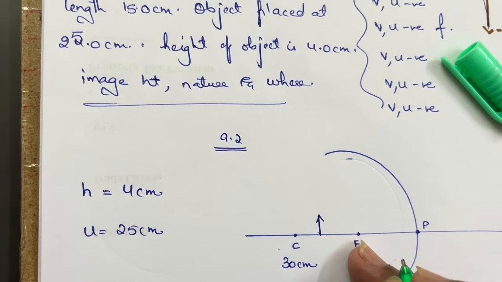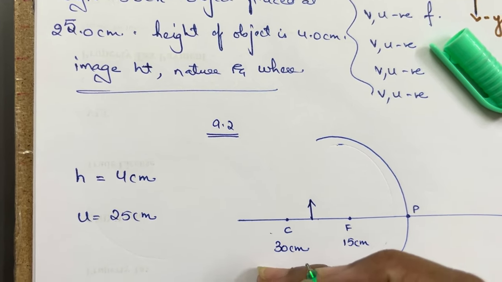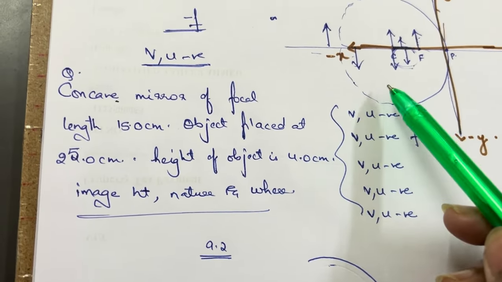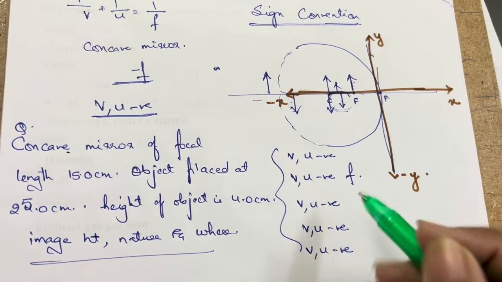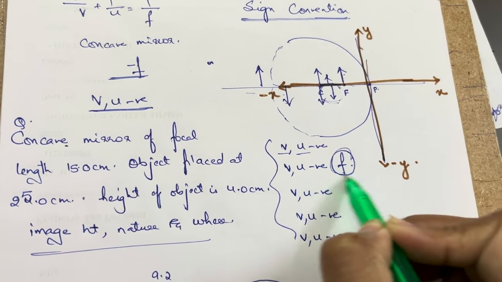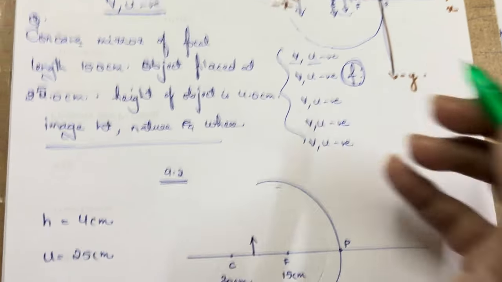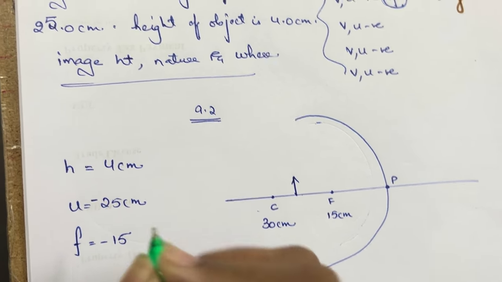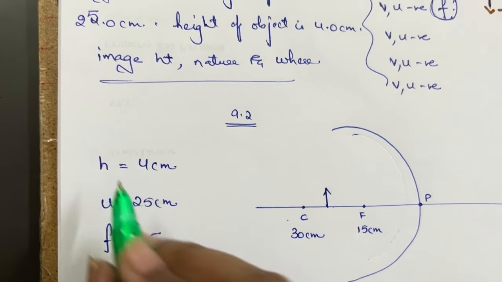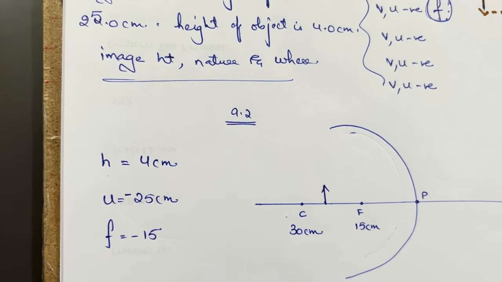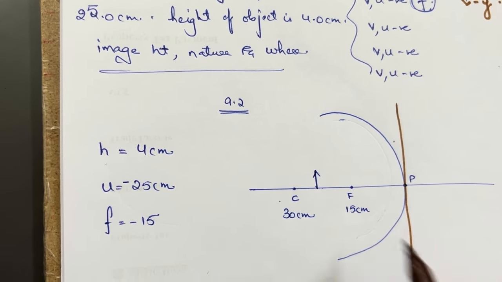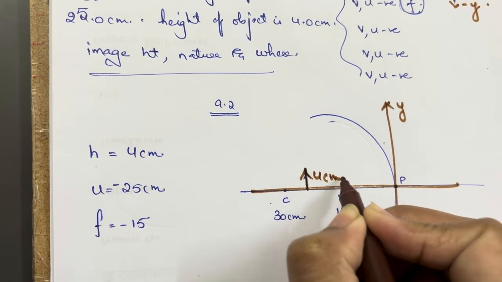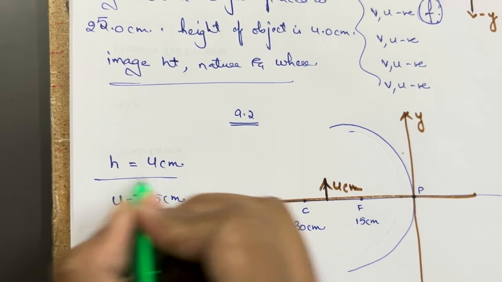Between C and F, where will the image be formed and how? We are going to see that. As I told you, whenever we take a concave mirror, u, v and f are all going to be negative. So u is negative, and f is also negative 15. But the object is kept on the positive side of the y-axis, 4 centimeters up, so h is going to be positive 4.